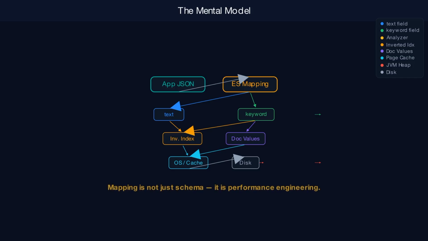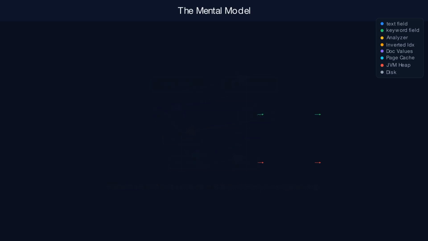In Elasticsearch, mapping is not just schema. It is performance engineering. Correct mapping choices prevent slow queries, heap spikes, and production surprises.